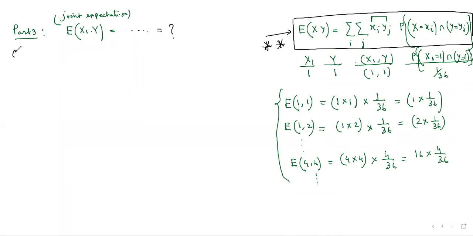And another thing that you can calculate from here is the covariance of x1, y, which is expectation of x1y minus expectation of x1 times expectation of y. I'm going to talk about the covariance part in the next session of today's class.